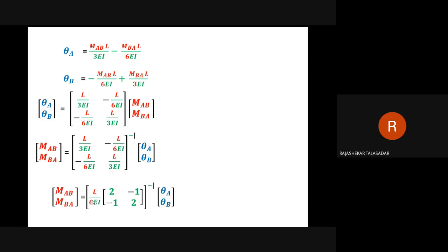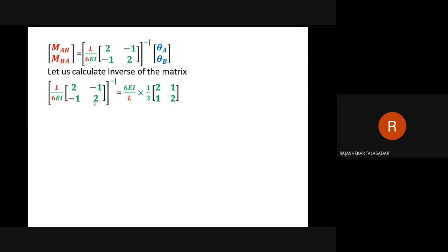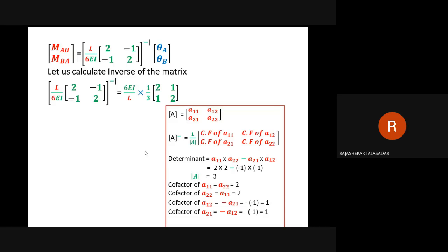Then now, if you remove this L by 6EI from this, you will get here 2 minus 1, 2, inverse of that, again theta A into theta A, theta B. Now, so first the same term I am taking here. Now let me calculate this first, inverse of this. So what is this? L by 6EI, 2 minus 1, 2. Then the inverse of this scalar quantity, just it will reverse, 1 divided by this, means it will become 6EI by L.